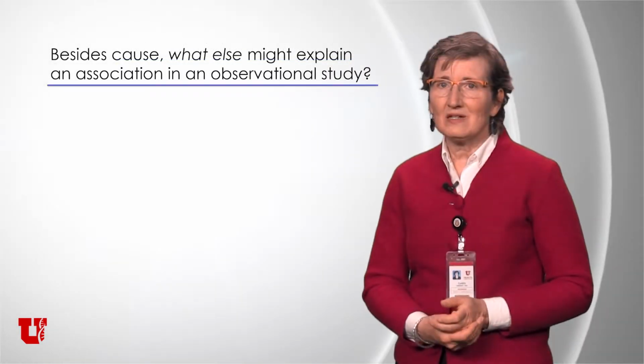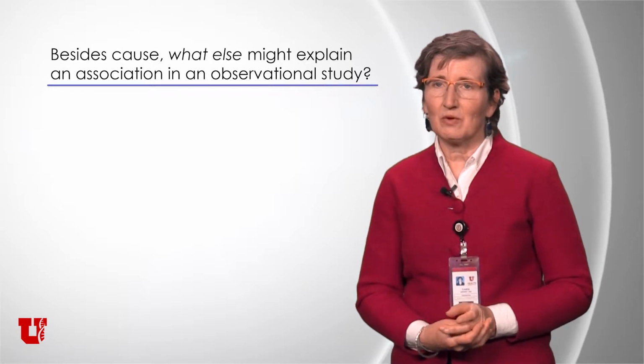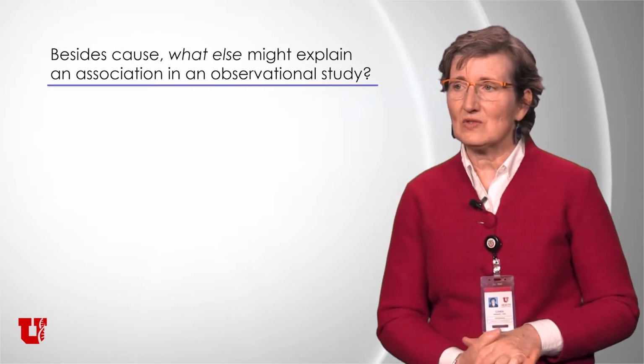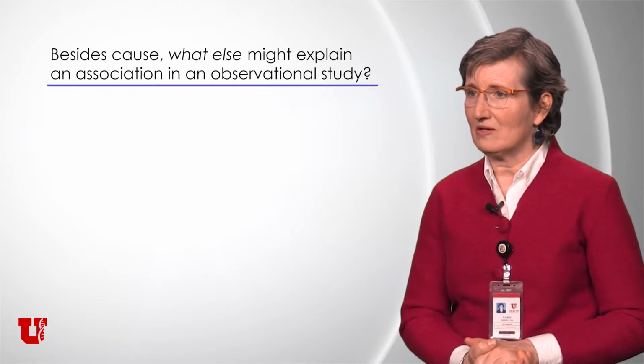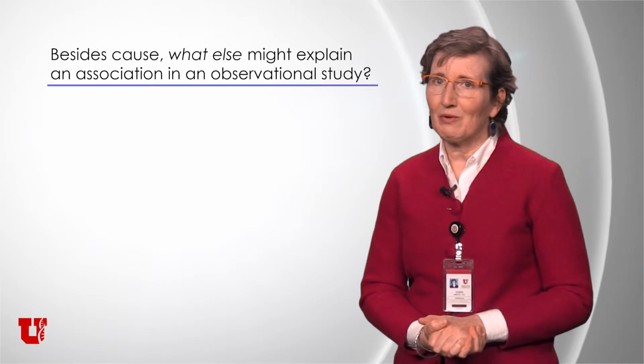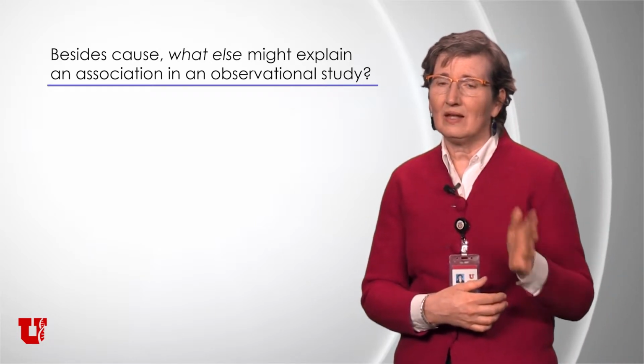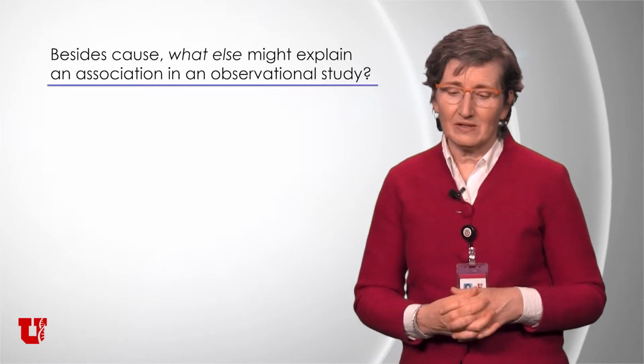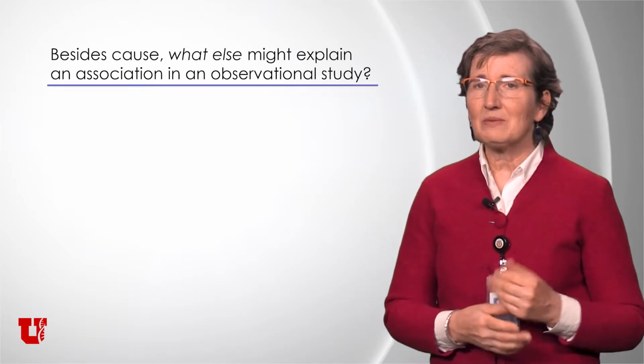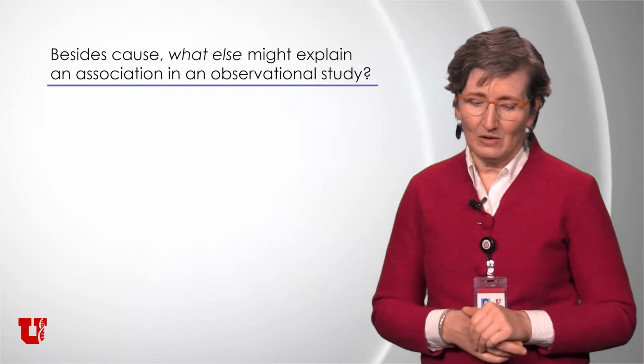We can say that we see an association in an observational study, and we're very careful with our language. We say that this is associated with this is associated with this. But are we really able to say that A caused B based on our data? What other possible explanations do we have to rule out?